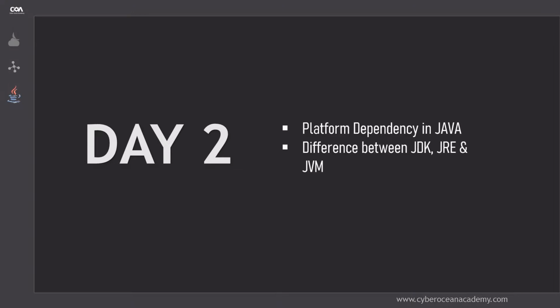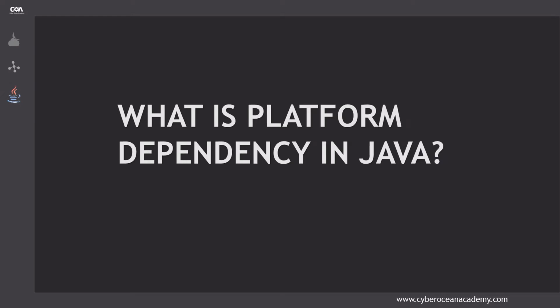Again, this is our day 2, and in today's lecture we will discuss platform dependency in Java, and also we will mention the difference between JDK, JRE and JVM. So let's start our first topic. What is platform dependency in Java?